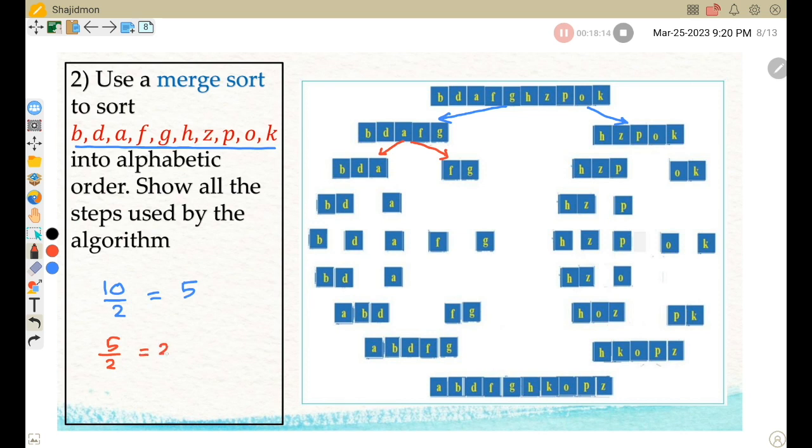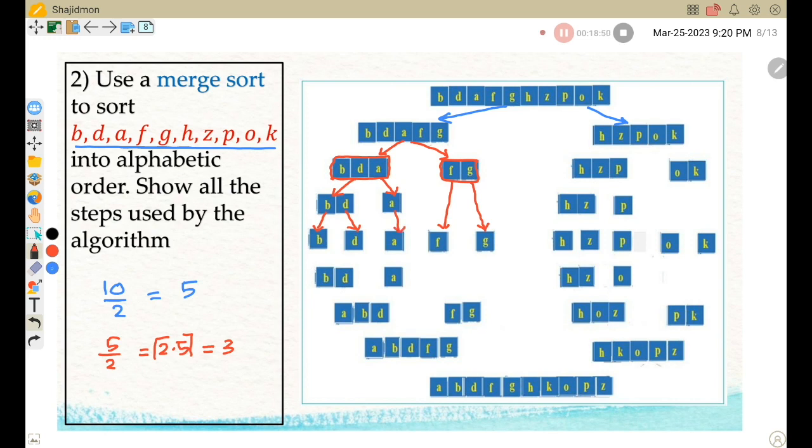5 divided by 2, correct? That means we get 2.5. You can take the ceiling of that, 2.5 ceiling means the next number, that is 3. So in the first list we have 3 elements and in the second list the remaining 2 elements, correct? Now again these 3 we divide into 2 and 1. Then continue up to 1 element. Here also the 2 are divided into 1 and 1. And here these 2 divide like B and D, and this A stays the same. Hope you understood how we are dividing.